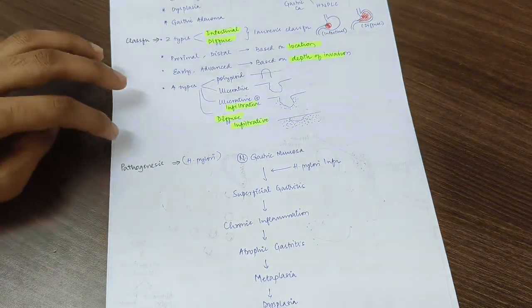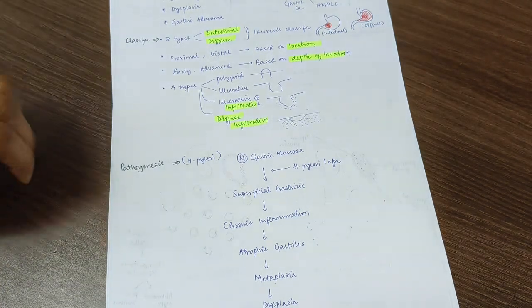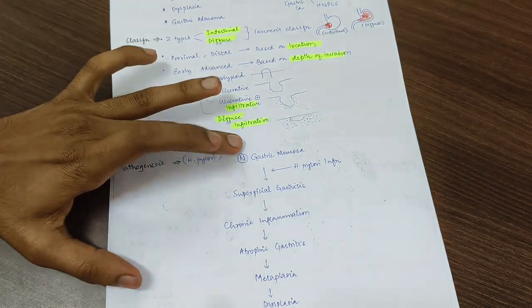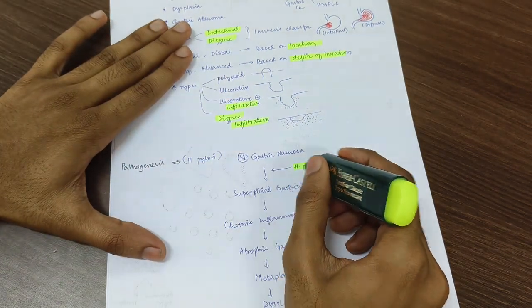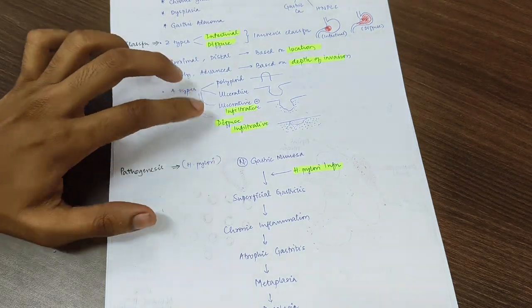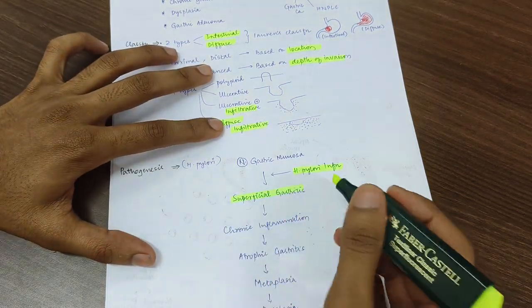Pathogenesis. Basically, the H. pylori mechanism is very important here. So how is H. pylori important now? Normal gastric mucosa is there and the H. pylori infection will start setting in. Once the H. pylori infection sets in, that will lead to superficial gastritis.